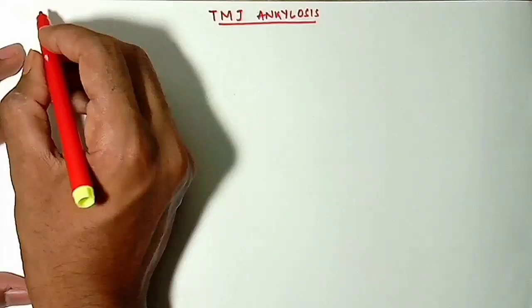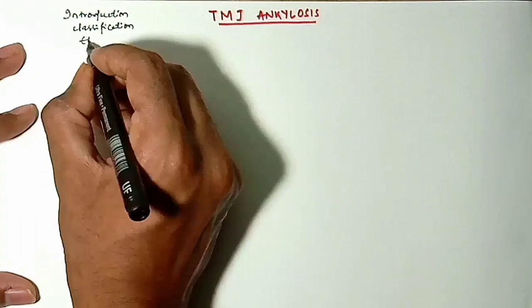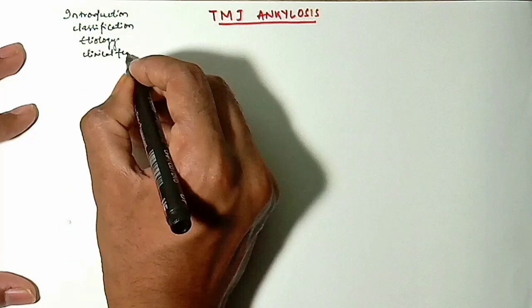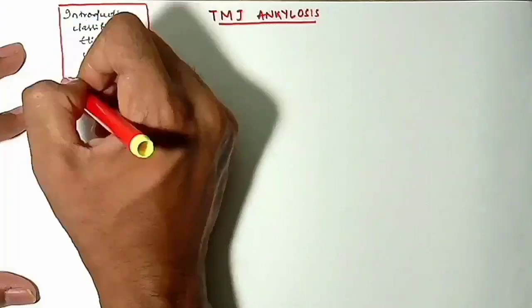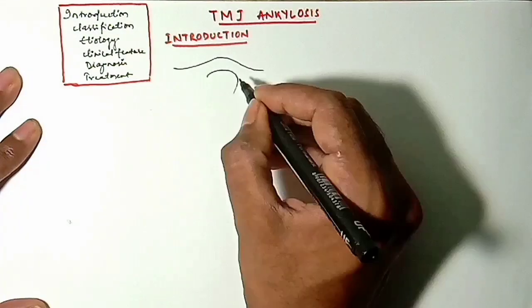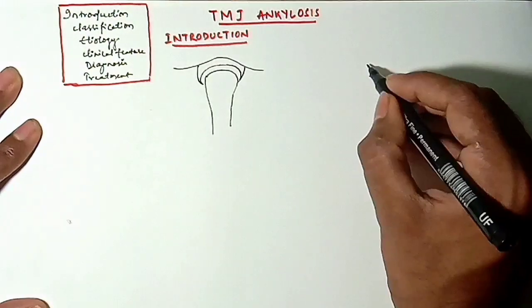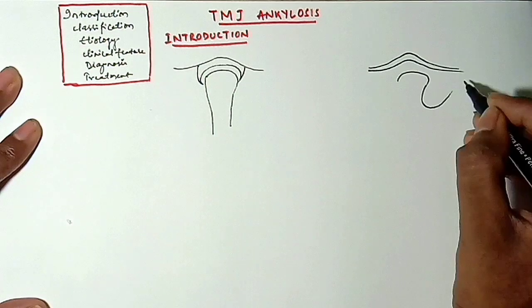Today we'll talk about TMJ ankylosis under the following headings: Introduction, Classification, Etiology, Clinical Features, Diagnosis and Treatments. So first, let's go with the introduction. Ankylosis means a stiff joint, which occurs by the union of the glenoid fossa and the condylar head.